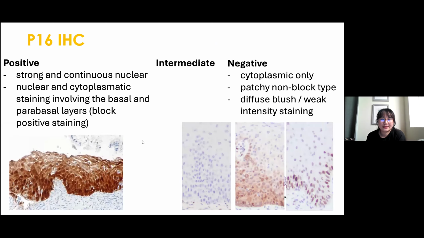So to talk more about P16, I want to talk about how we interpret P16 results. We can call it positive when we see strong and continuous nuclear expression, or if we see nuclear and cytoplasmic staining, but it has to involve the basal and parabasal layers. And it is negative if it only stains the cytoplasm, like over here, or just shows a patchy pattern or very weak diffuse staining.